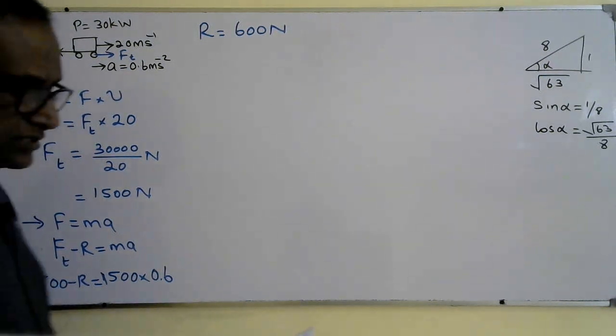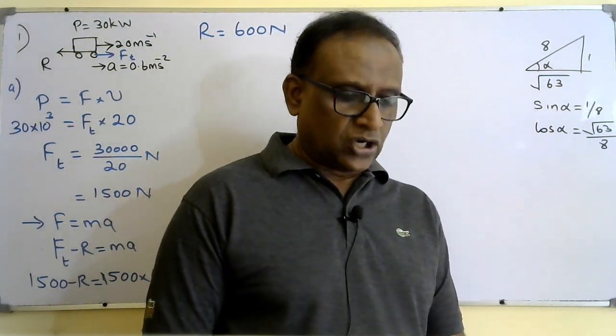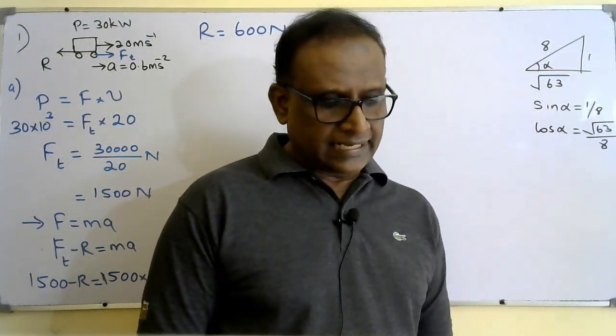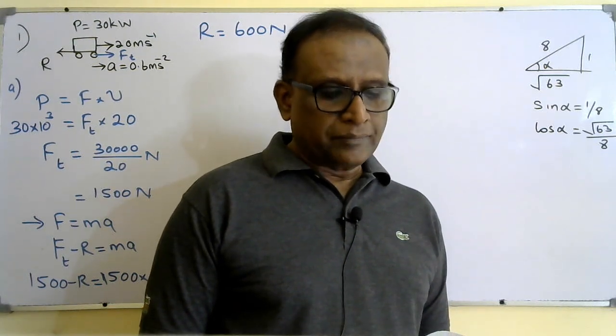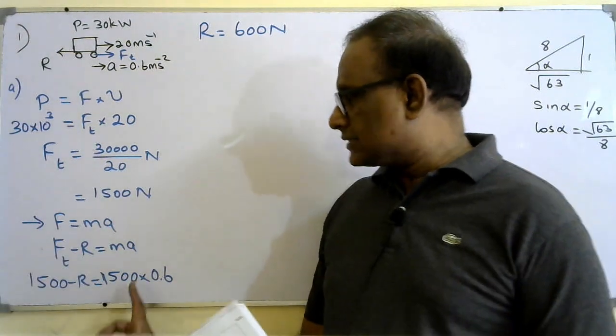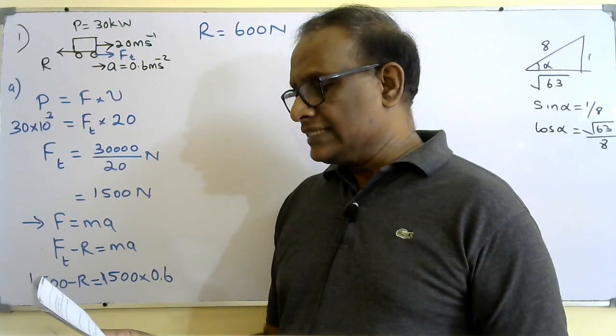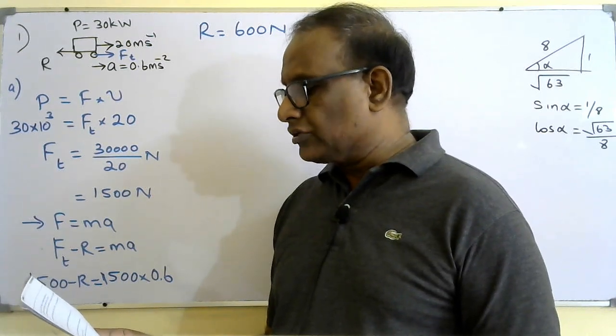So the resistive force now is 500 Newton. The resistance to the motion of the truck from non-gravitational force is modeled as a constant force of magnitude 500 Newton. Earlier we found when it is moving on horizontal road it's 600 Newton. Now it's 500 Newton. The engine of the truck is again working at a constant rate of 30 kilowatts.